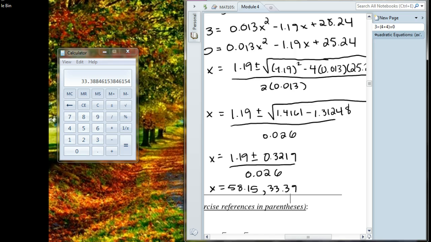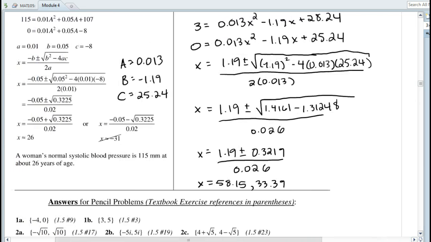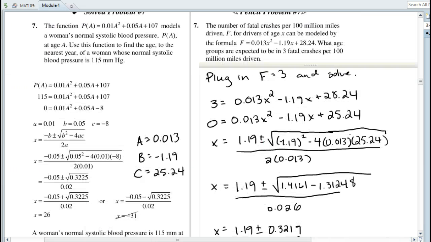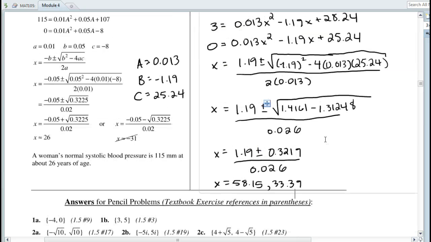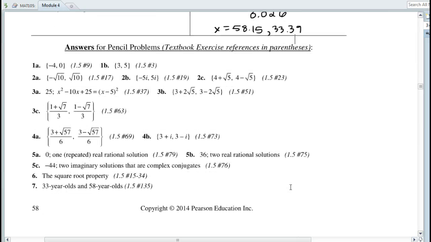I think it asked for an age range, so I'm guessing that our answer here is going to be, yeah, it says what age groups are expected to be in the crashes. So our two age groups are 58-year-olds and 33-year-olds, basically. Yeah, so down here, 33-year-olds and 58-year-olds. So we did it right.